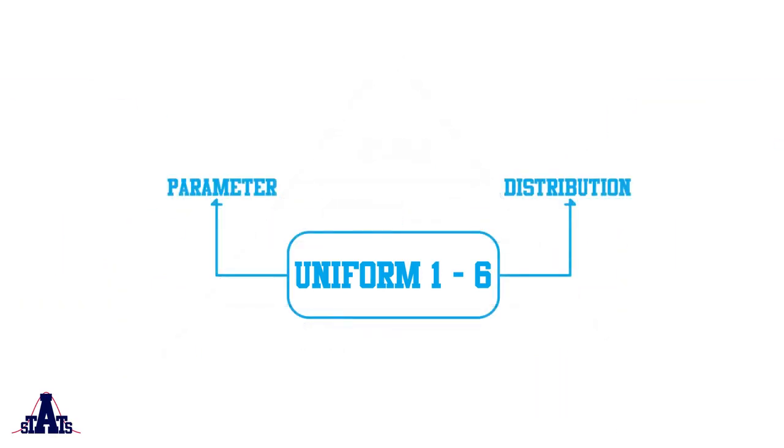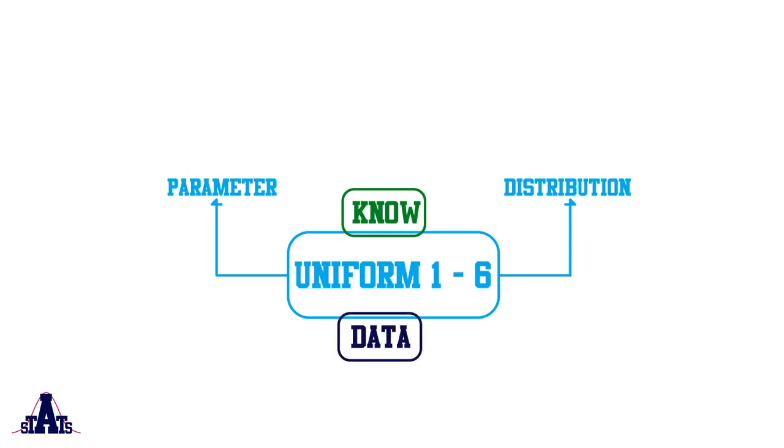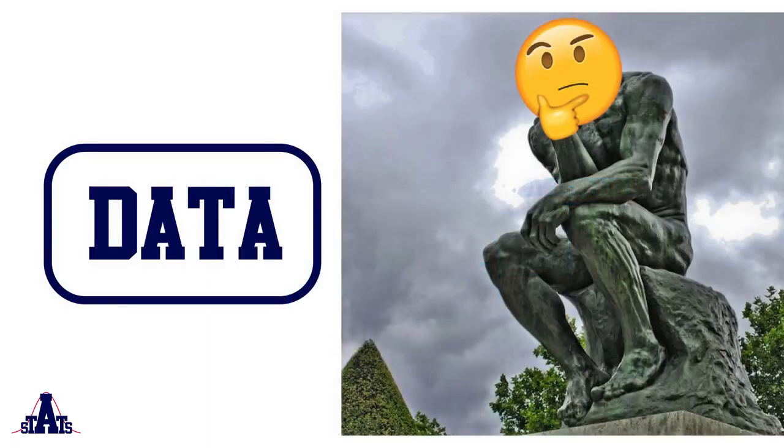So let's actually look at it. The information that we need is the parameter and the distribution. Once we know that, we can start acquiring knowledge. But in order to get that information, we need to study the data. But let's look at data. What truths about reality can we extract from data?